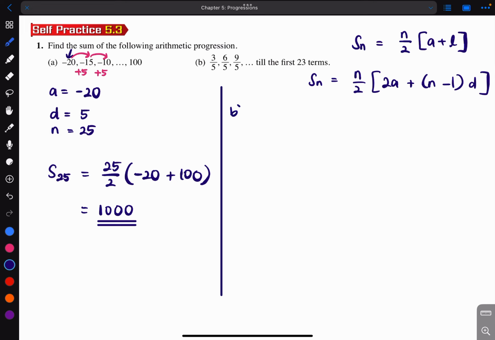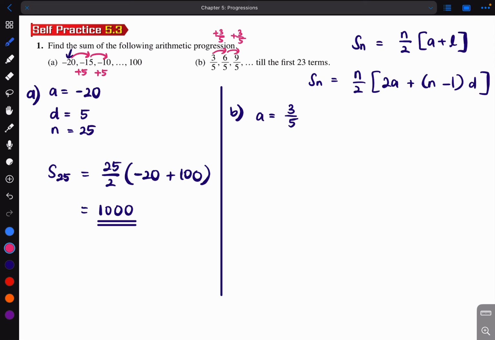B. So here we have A. A is the first term, which is 3 over 5. Then we need to find D. Okay, how did this become this? So 3 over 5 became 6 over 5. So it's plus another 3 over 5. 6 over 5 became 9 over 5. So this one also plus 3 over 5.